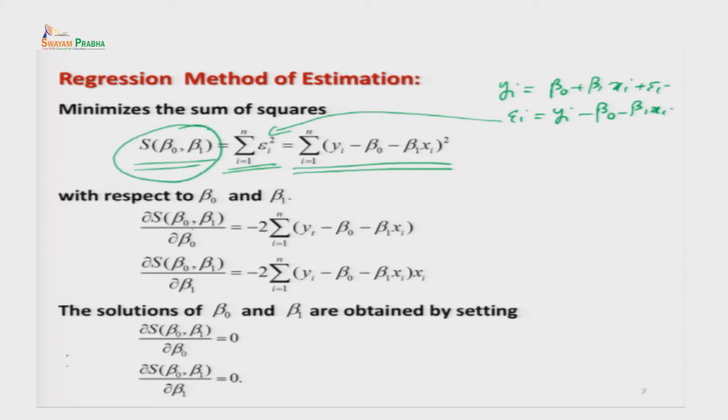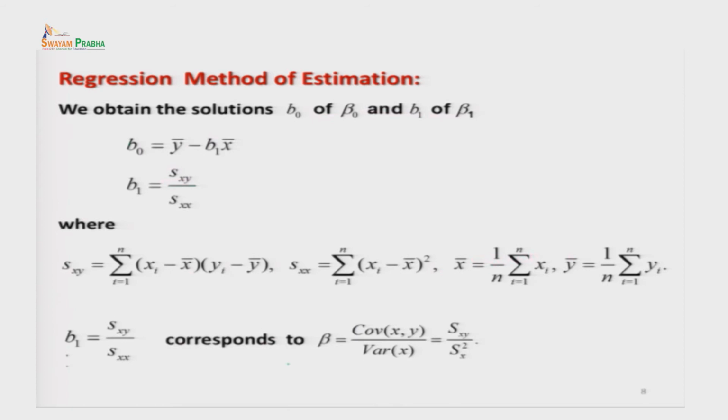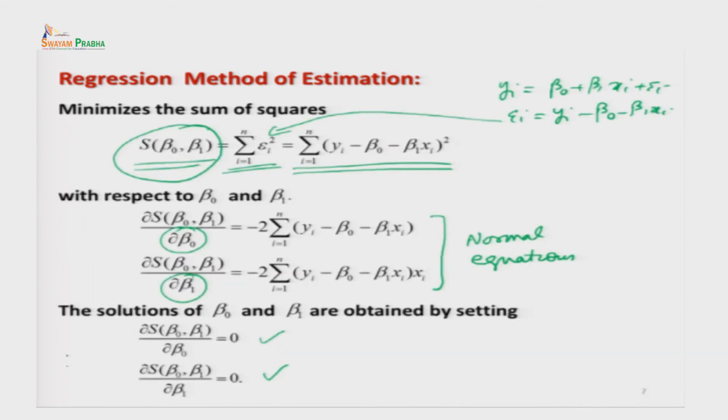So, similarly here also in this case, first I try to differentiate this function S(beta 0, beta 1) with respect to beta 0 and with respect to beta 1, and we get here these two equations. So, these are your two normal equations. Now, you simply have to put them equal to 0 and solve them, right. And the algebra is very simple.